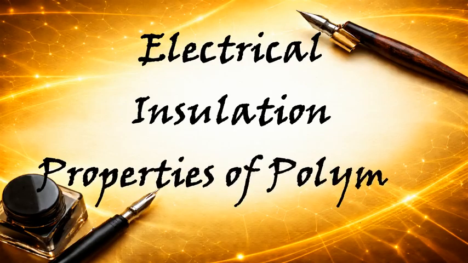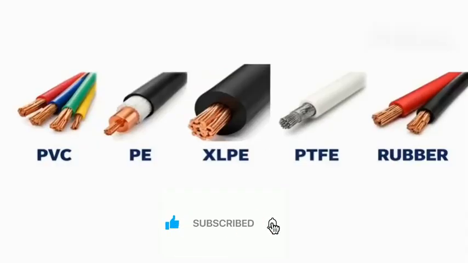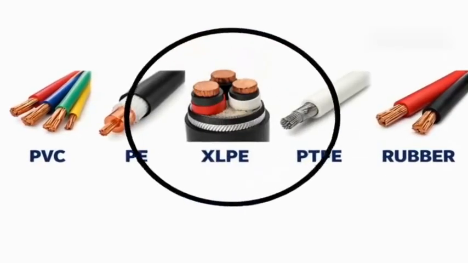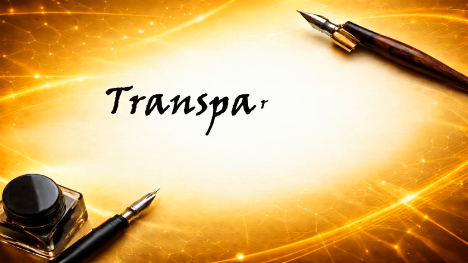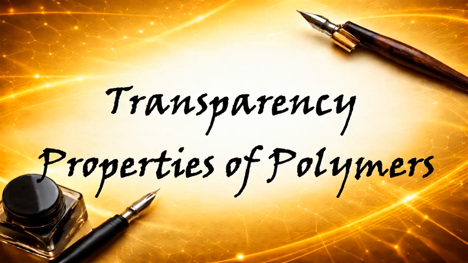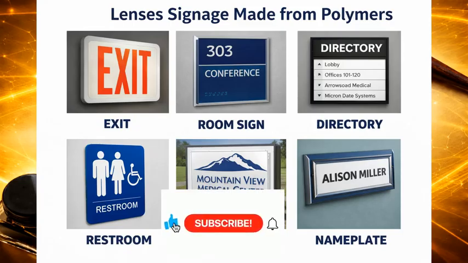Electrical insulation properties. Some polymers can be used as excellent insulators to prevent the flow of electricity. As such, they are used for making insulating coatings, cables, and connectors. Transparency properties. Some polymers are transparent and they are used for making panels, lenses, and signage.